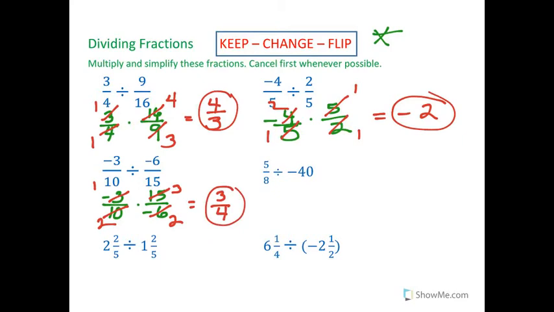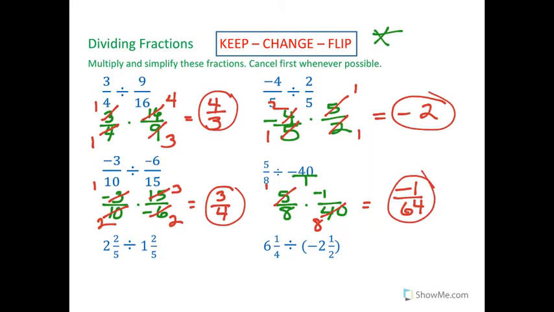Now, think of that 40 as over 1. We're going to keep the 5/8, change it to a multiplication, and that -40/1 becomes a 1/40. And again, the negative symbol doesn't matter where it goes right now, but in the end, it should either go in the numerator or in the middle. So let's do some canceling here. 5 goes into 40 8 times, and we're going to end up with -1/64.